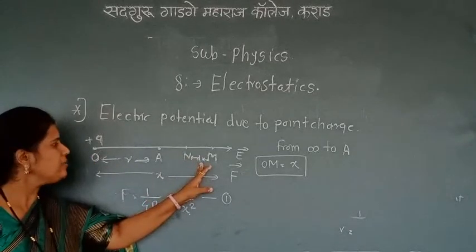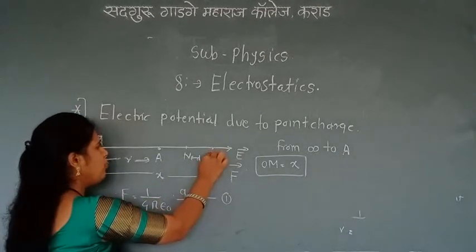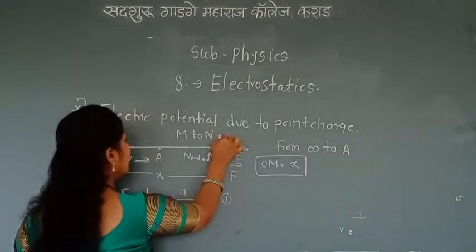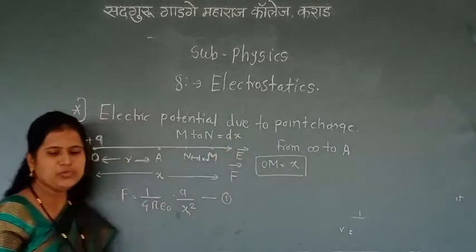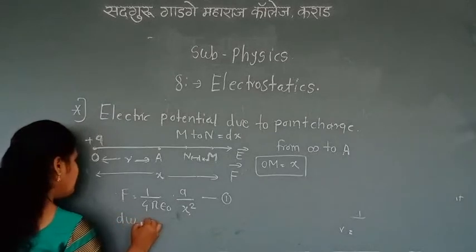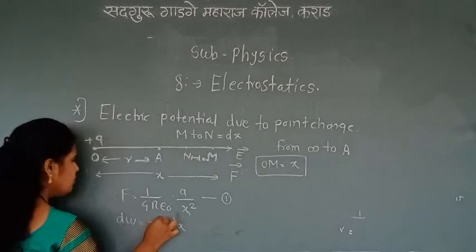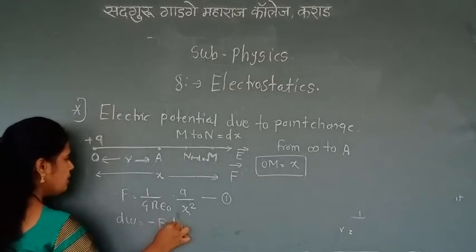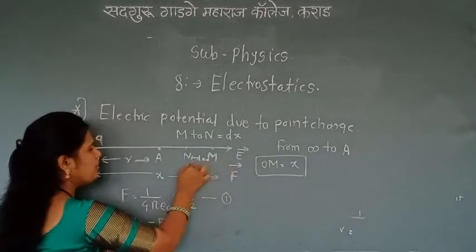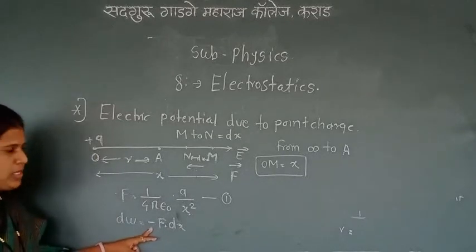Here is an infinitesimal displacement, a small displacement taken from point M to N, and that displacement is dx. There is also work done. Therefore dW is equal to minus F dx. This negative sign indicates the displacement is oppositely directed to the force. Here the force direction is here and the displacement is here, so both are oppositely directed, so we have to write the negative sign.